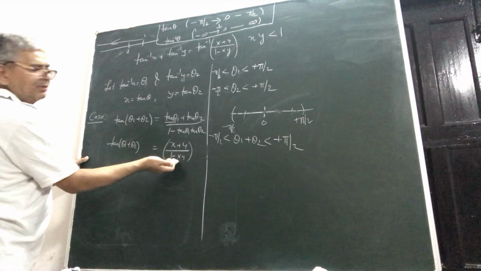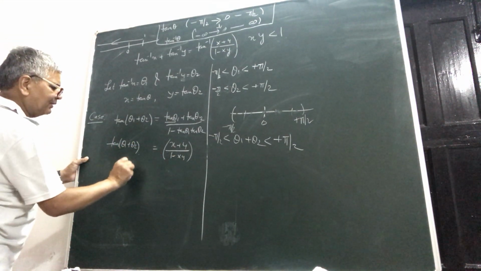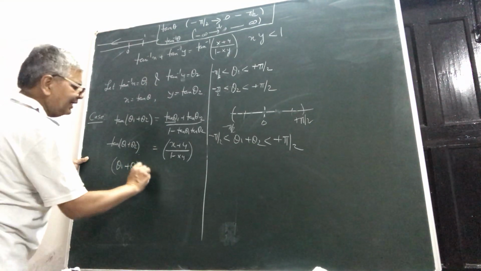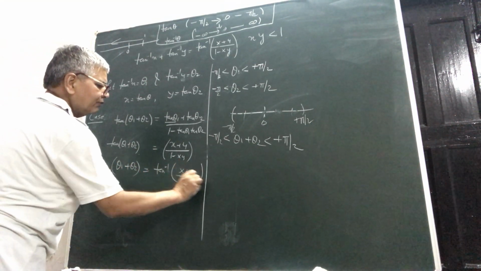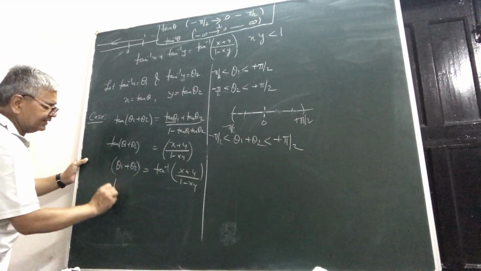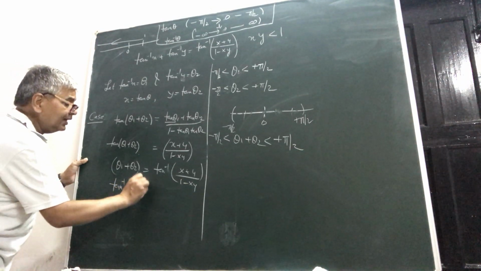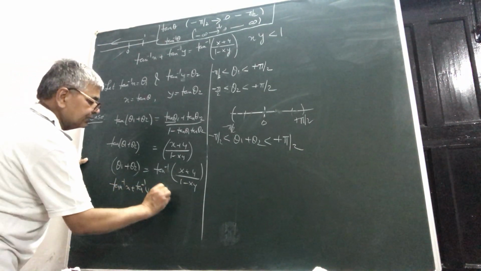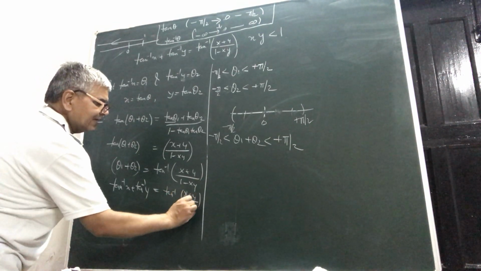It can be any real number only, so you are justified in taking the inverse. So theta 1 plus theta 2 is what? Tan inverse of this thing, (x plus y) upon (1 minus xy), and the result is proved. And theta 1 and theta 2 are nothing but tan inverse x and tan inverse y. So the result is proved: it is equal to tan inverse of (x plus y) upon (1 minus xy).